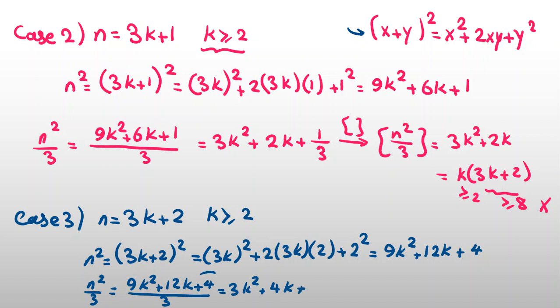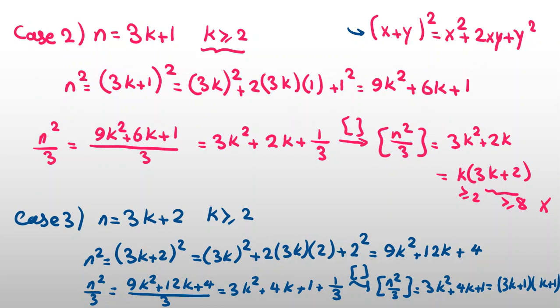You can write 4 as 3 plus 1. 3 over 3 is 1, plus 1 over 3. So if we consider the integer part, the integer part of n squared over 3 is 3k squared plus 4k plus 1. You can get rid of 1 over 3, you can ignore that. So you can factor it as 3k plus 1 times k plus 1. Okay, so because k is at least 2, this part is at least 3, and this part is at least 3 times 2, 6 plus 1, 7. So it is a product of two numbers that are greater than 1. So again, it's not a prime number.